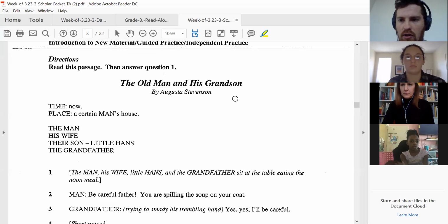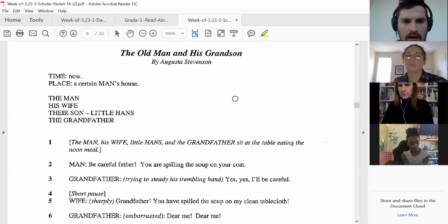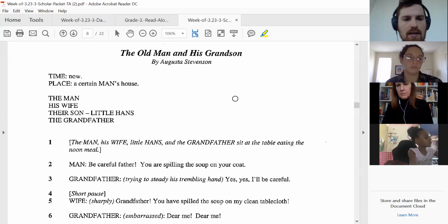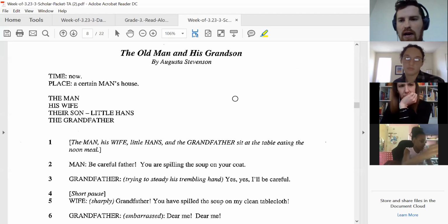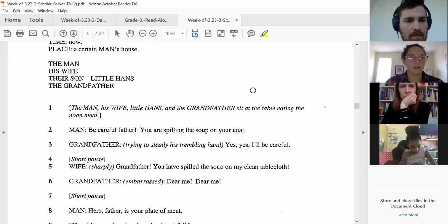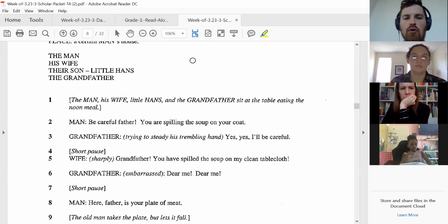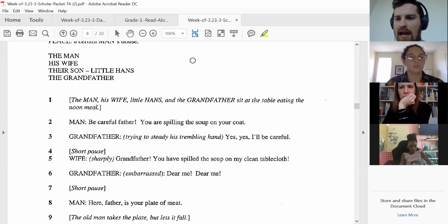Everybody track the screen if you don't have the text. The Old Man and His Grandson. Time, now, place, a certain man's house. We have the characters, the man, his wife, their son, little Hans, and the grandfather. Let's get started. The man, his wife, little Hans, and the grandfather sit at the table eating the noon meal. Remember that those in italics in a play are the stage directions. It's telling you what the characters are actually doing on the stage.